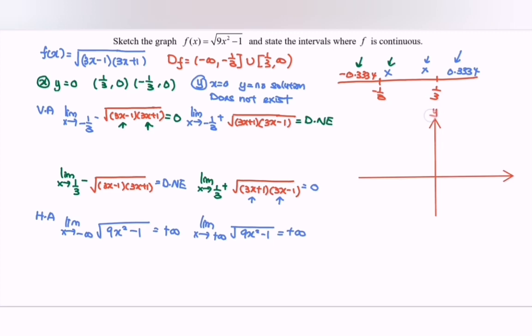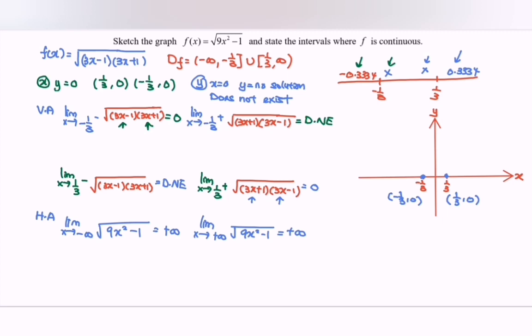So we have the y-axis and the x-axis. First refer to the domain. We have negative 1 over 3, then here we have 1 over 3. Then based on the x-intercepts, we have 1 over 3, 0 and negative 1 over 3, 0. So here will be the location: negative 1 over 3, 0, then here we have 1 over 3, 0. Next, we have the y-intercept does not exist.